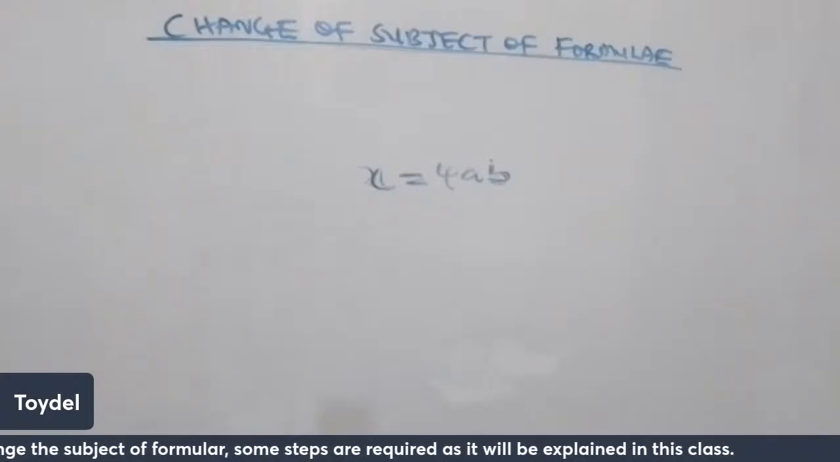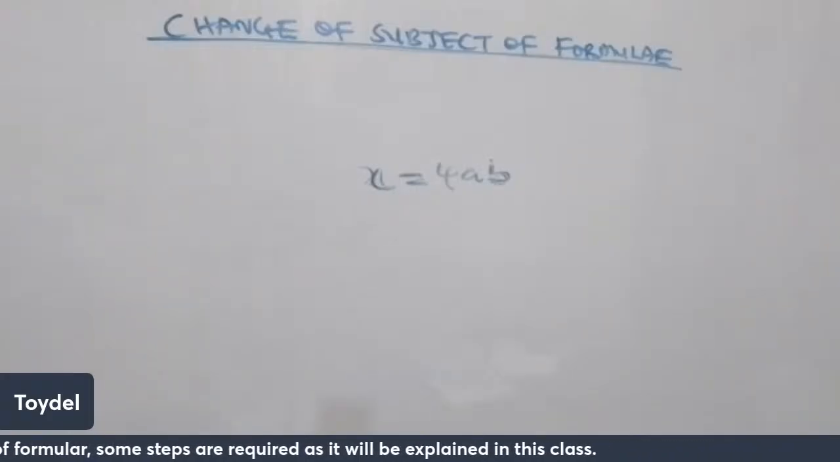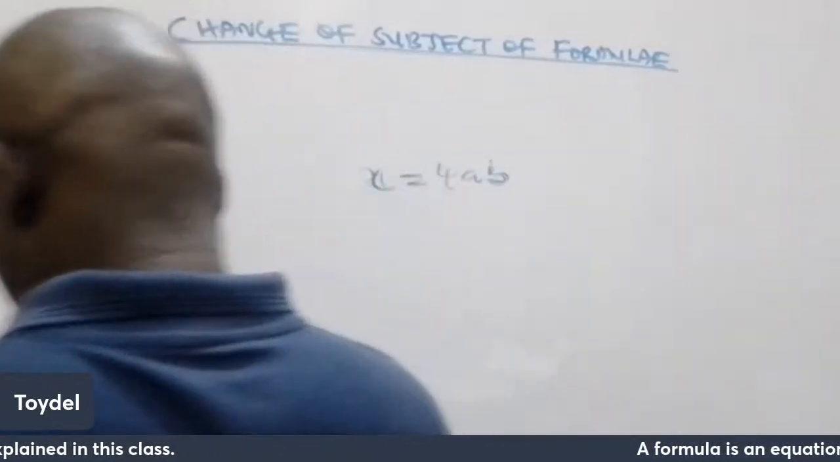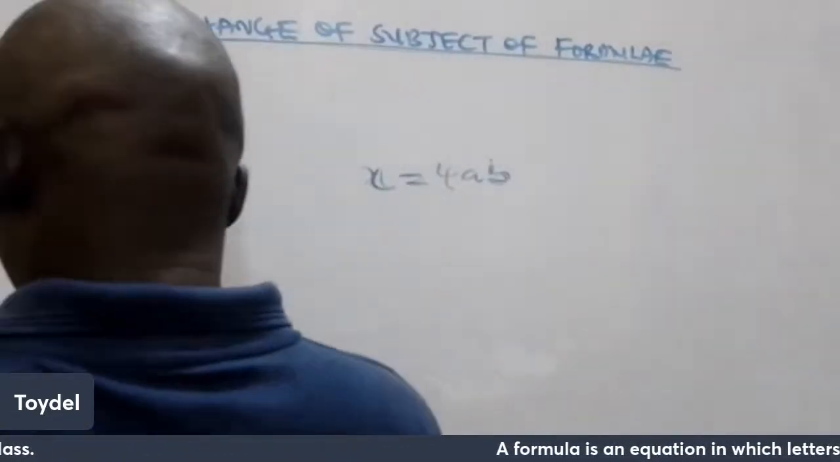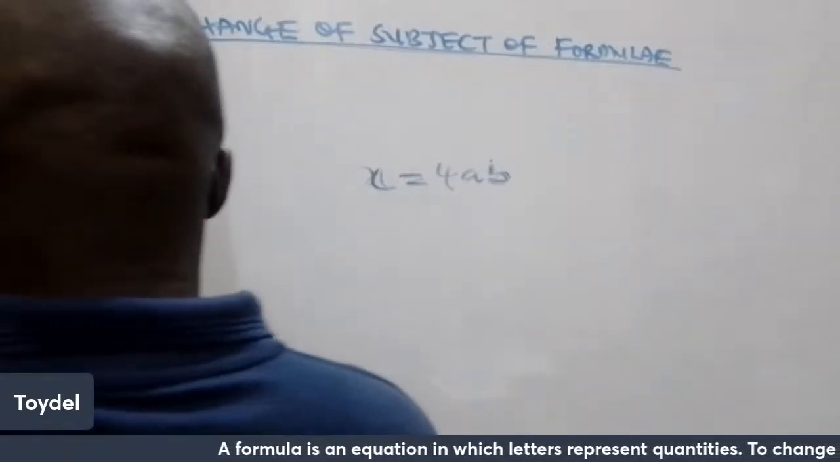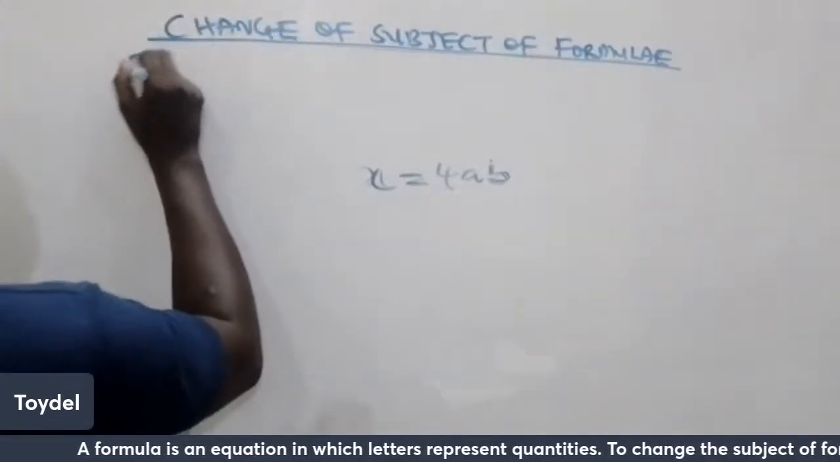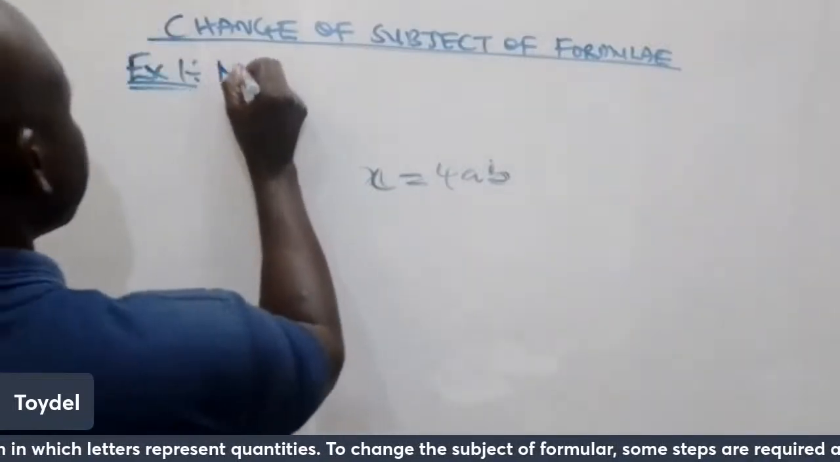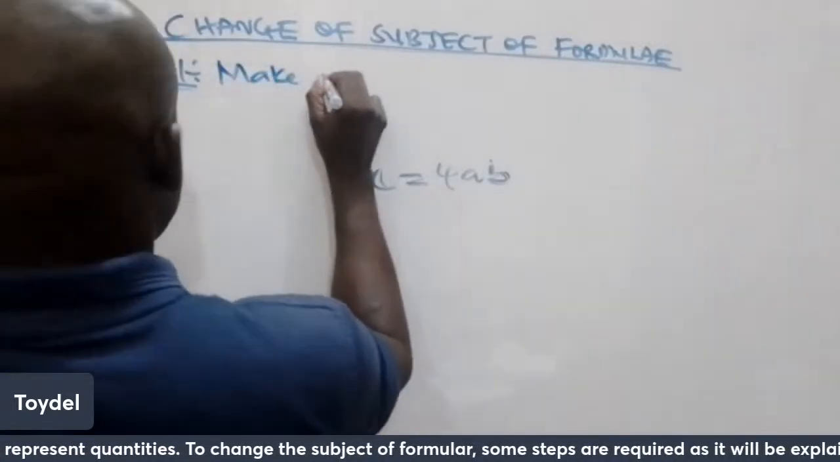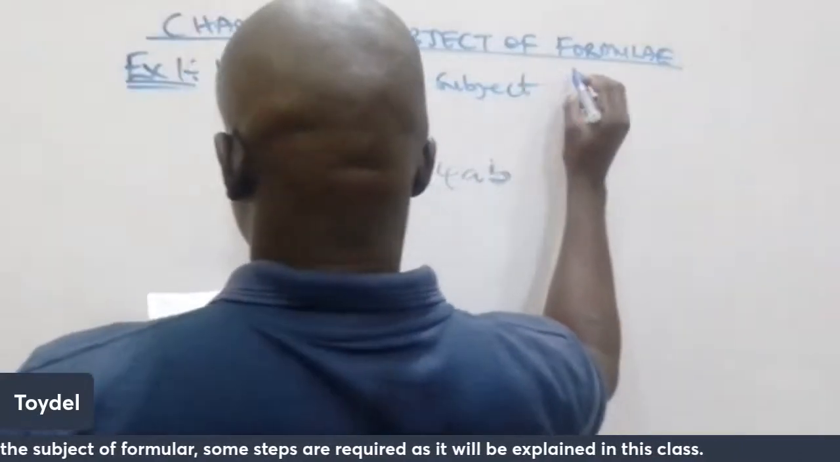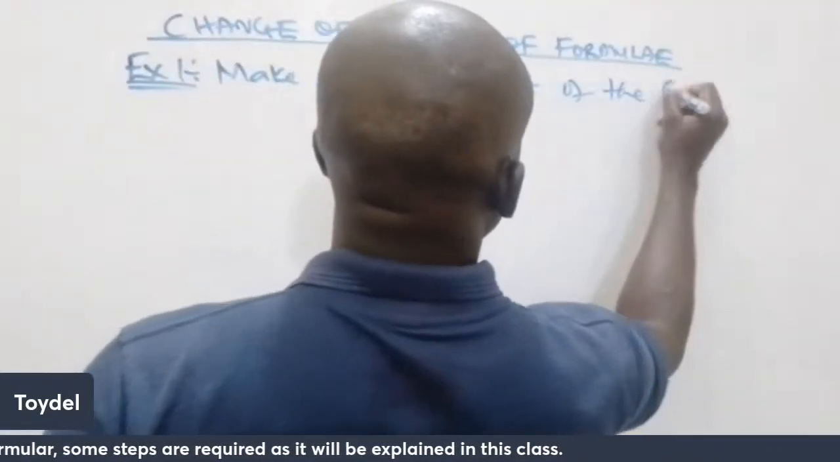Then the last step is that we divide both sides, in case we have fractions or brackets. Then we simplify our results. I want us to take three examples to understand this concept. Let's see example 1: make x the subject of the formula.